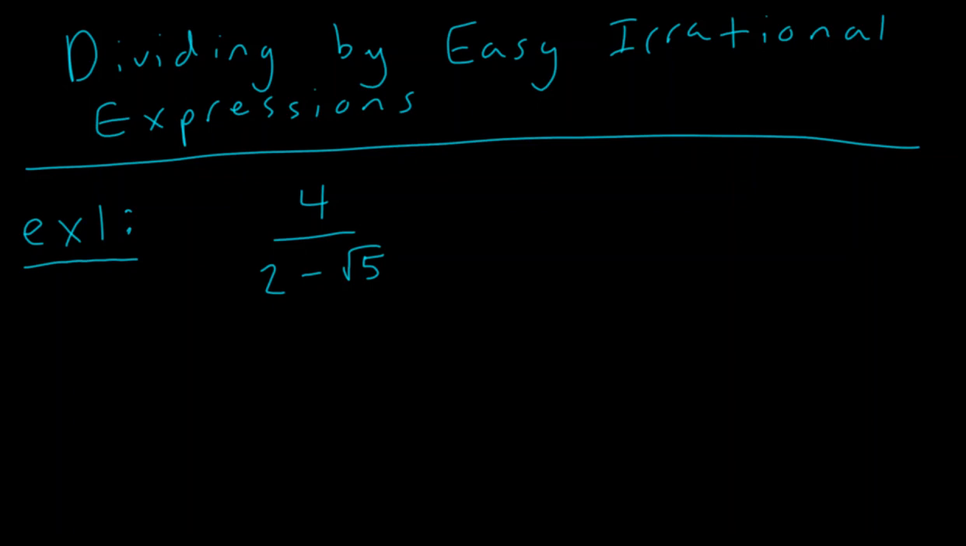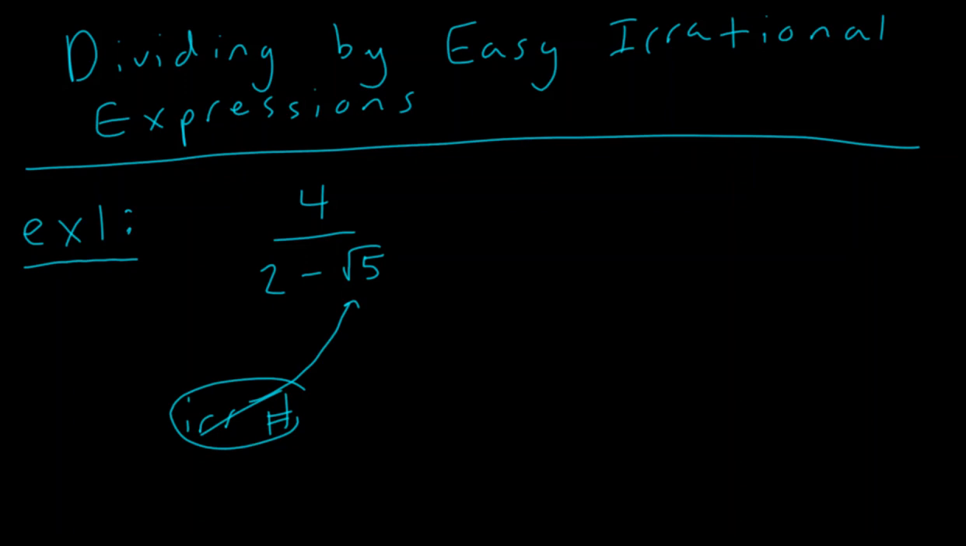Alright, and welcome to Dividing by Easy Irrational Expressions. Now, this is going to take the concept that we learned in the last video, and we're going to take it up a notch. We know that we do not want an irrational number in the denominator. We know that that's bad, alright? So, how are we going to take care of that?